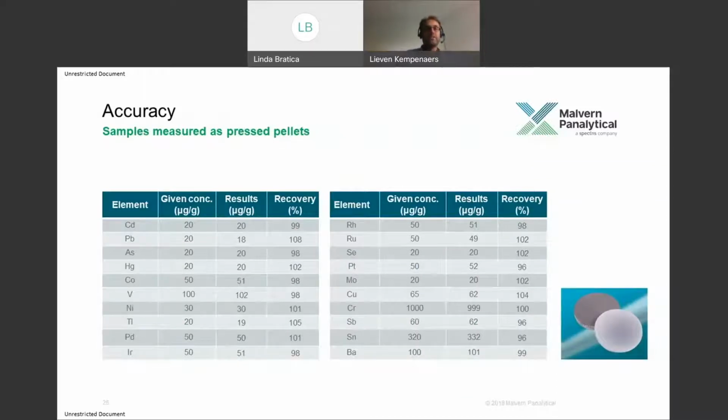Also looking at the accuracy of the method, so validating the method with a sample where we know the concentration and we analyze it as an unknown sample and compare it against the certificate, you can see around 20 ppm or 50 or 100 ppm was in the sample. And then we also achieved 20, 18, 20, and then 51 ppm for those elements. So nice accuracy for all those elements.